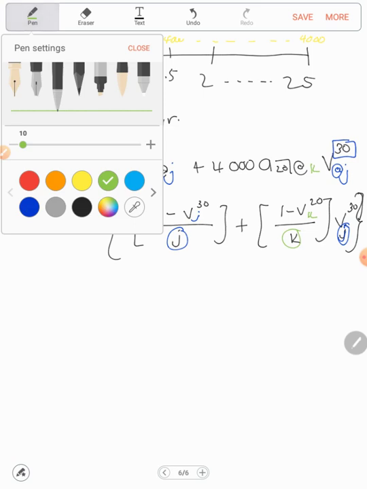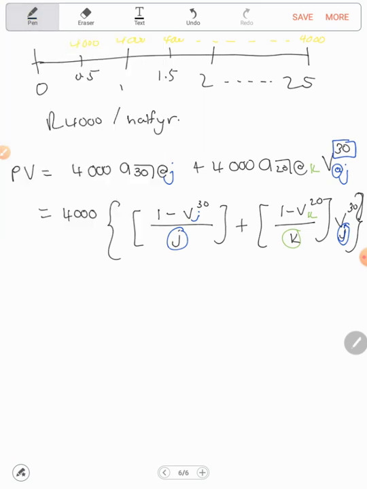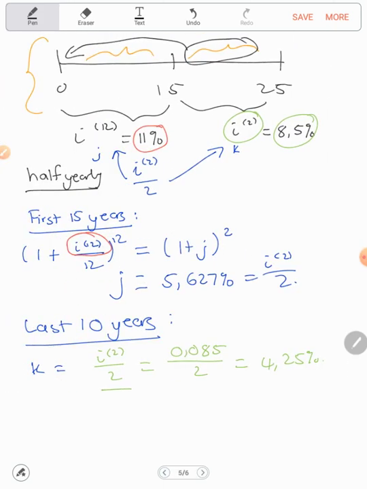Alright, I'm not going to do the working out with you, you can do that on your own, but you should check that you get a present value of 67,614 Rand and 55 cents. Now, remember, we need to find the accumulated value after 25 years. So we've got our present value, we just need to take it all the way forward. And we'll be using these interest rates here from this time. That's how we're going to break it up.